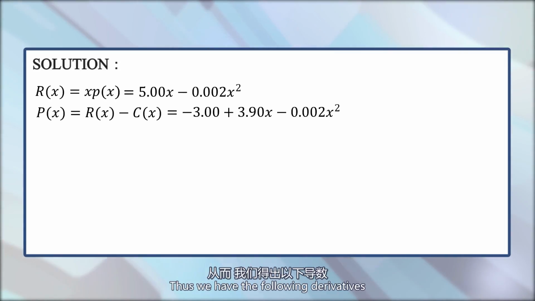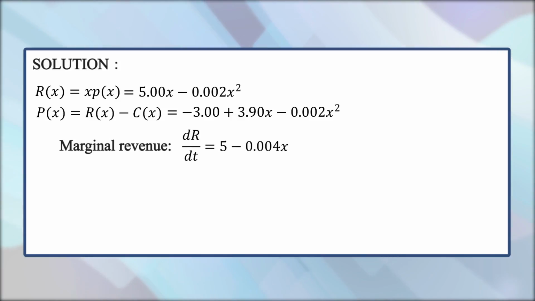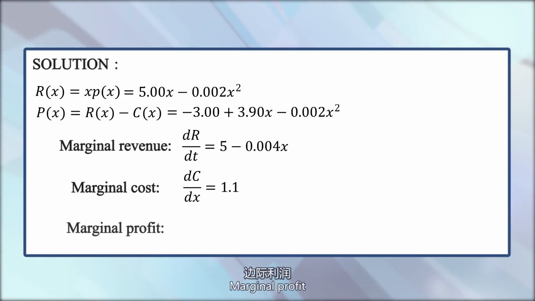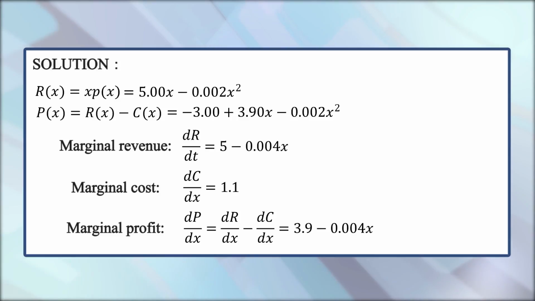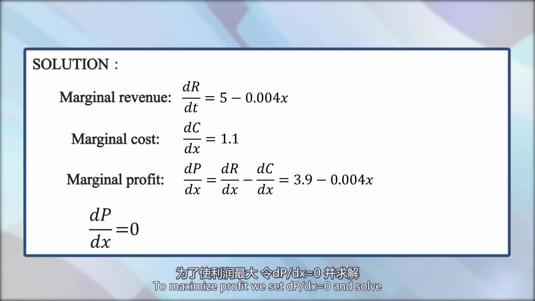Thus, we have the following derivatives. The marginal revenue is equal to the derivative of R with respect to x, and we can find that it's equal to 5 minus 0.004x. And the marginal cost is the derivative of the cost with respect to x, and it's easy to find that it's 1.1. Then the marginal profit is the difference of the marginal revenue minus the marginal cost. To maximize profit, we take the derivative of P with respect to x, set it equal to 0, and solve this.